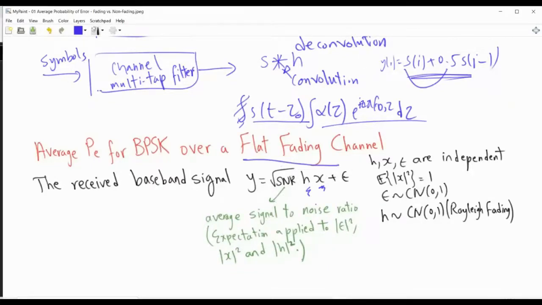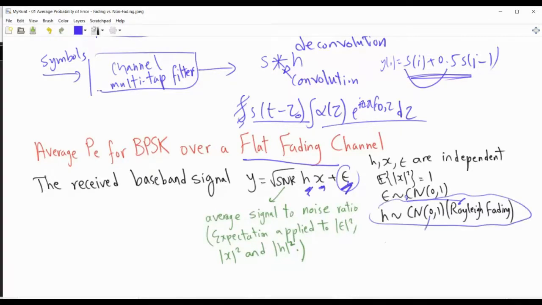So you have X, it's multiplied by H, and then of course you have this noise that is introduced into the signal by the electronics employed in the receiver. And we will normalize things. So we will take the noise to be CN(0,1).